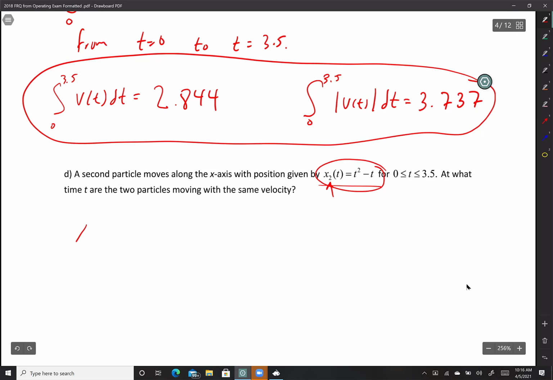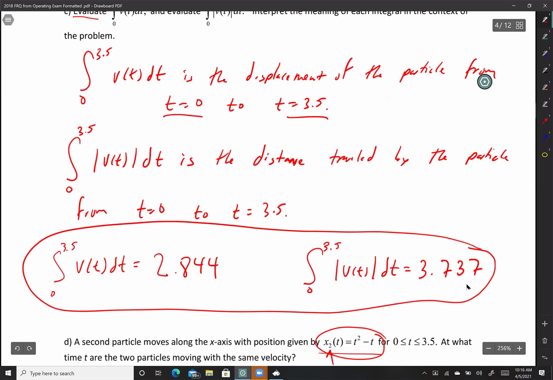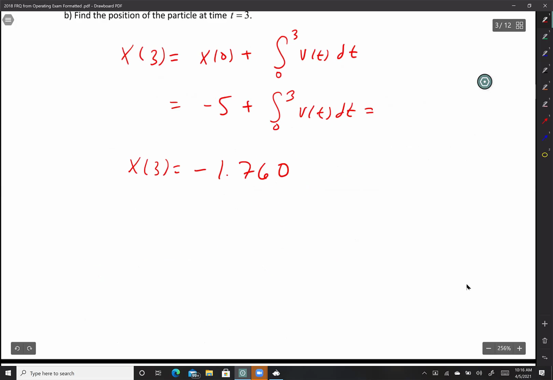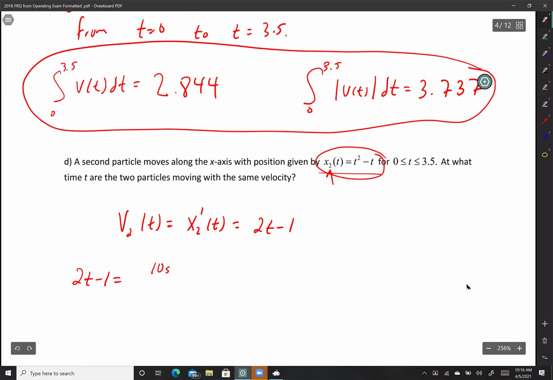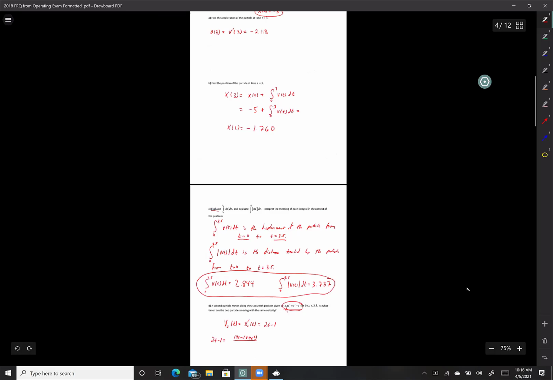So what I would do is this. I would write v2 of t is equal to x prime 2 of t, so they know that I took the derivative, and that equals 2t minus 1. And I'm going to set that equal to the velocity. So 2t minus 1 equals, and I already forgot what the velocity was. You can probably write v of t and be fine with it, but I'm going to write that expression. 10 sine of 0.4 t squared over t squared minus t plus 3.